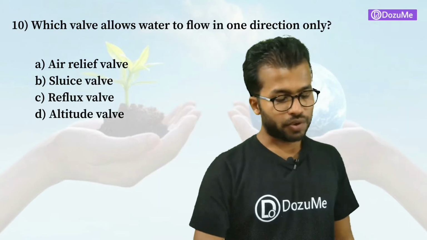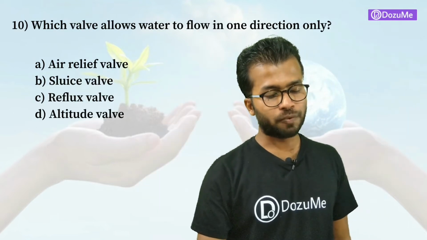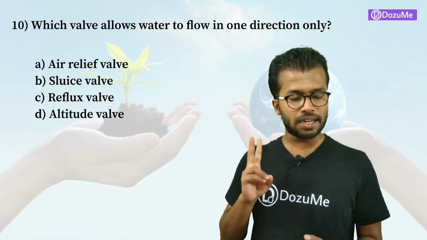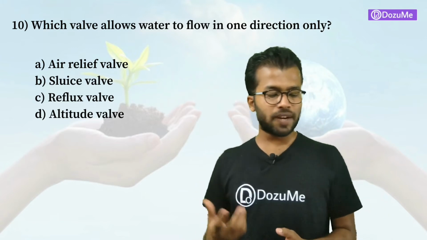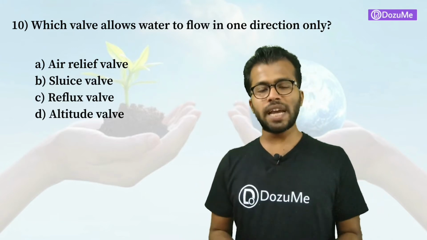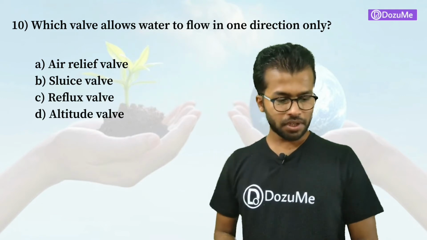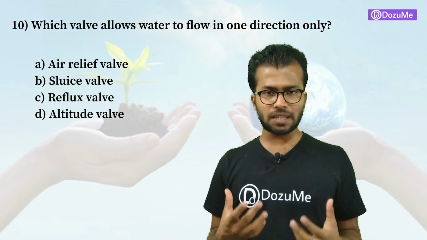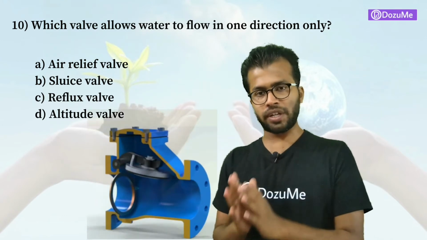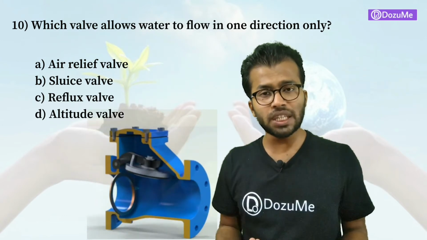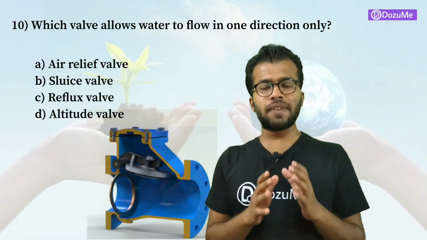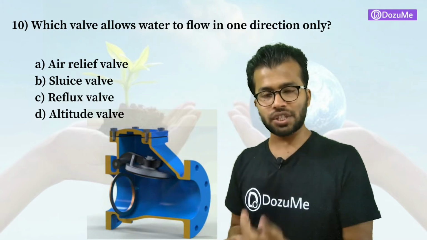Question number 10. Which valve allows water to flow in one direction only? Air relief valve, sluice valve, reflux valve, altitude valve. If you know the answer, comment it with the specific question number 10. Basically, the reflux valve only allows flow in one direction. We will use the reflux valve for the case of sewage transport.